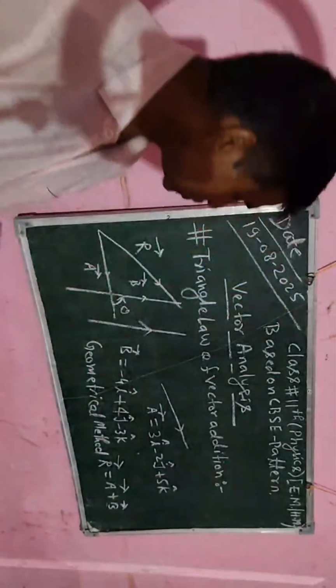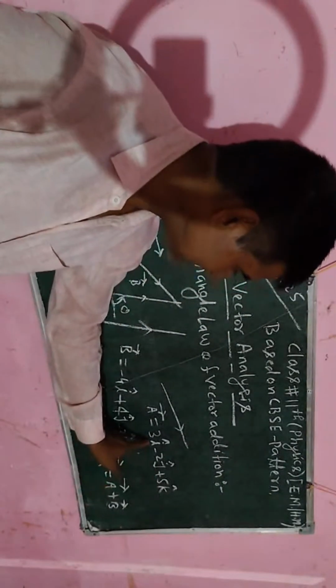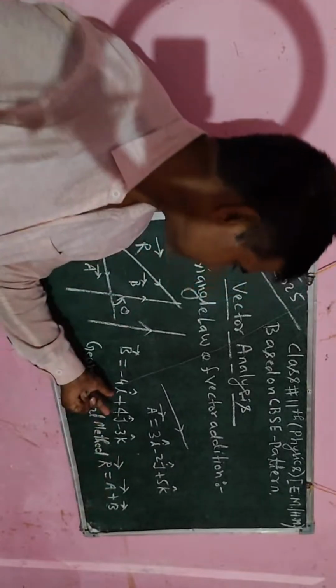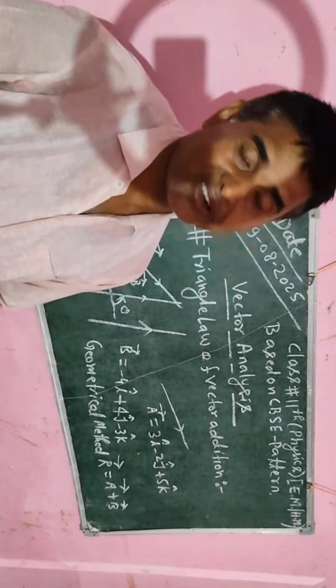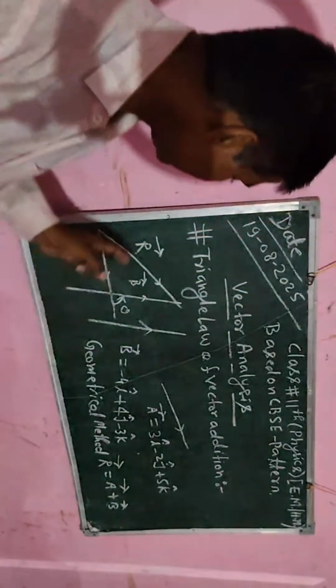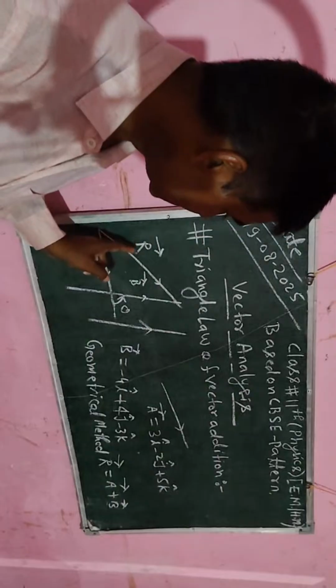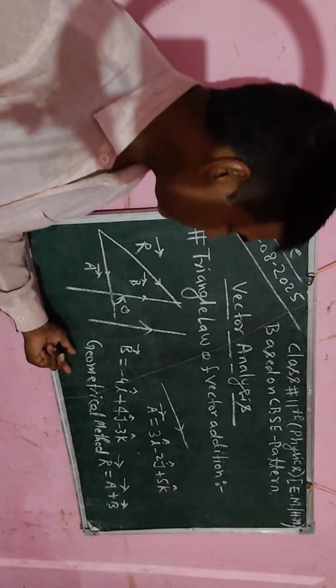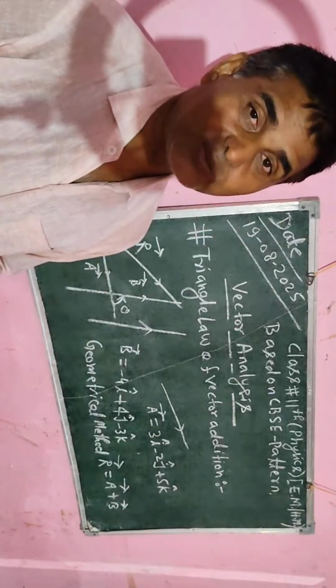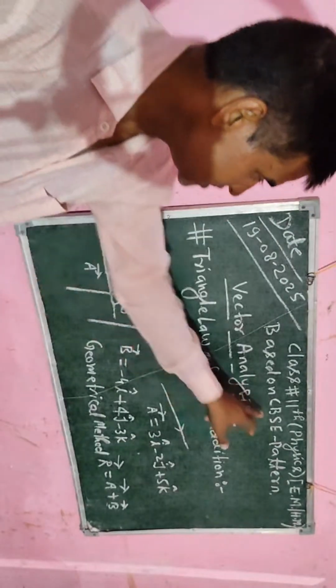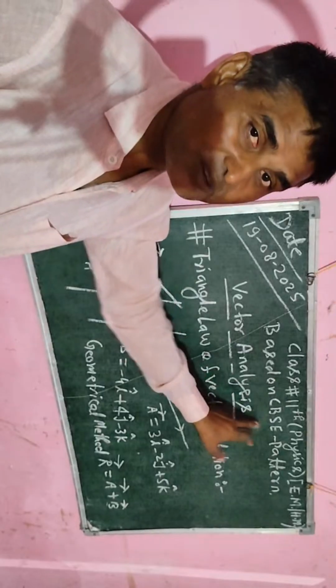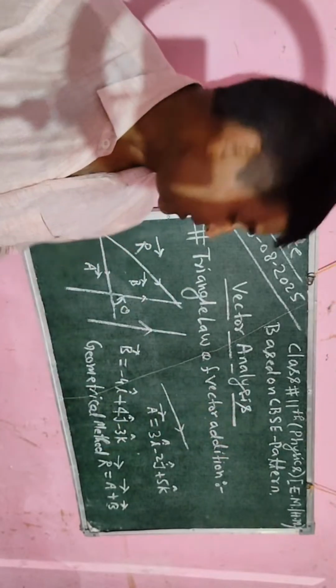Okay students, vector A has this much and vector B has this much. If I take the sum of these two vectors, I will get a vector, and that is the resultant vector, obtained with the help of the geometrical method. This is very easy. Every student studying in the CBSE board, in English medium, can understand it very easily.